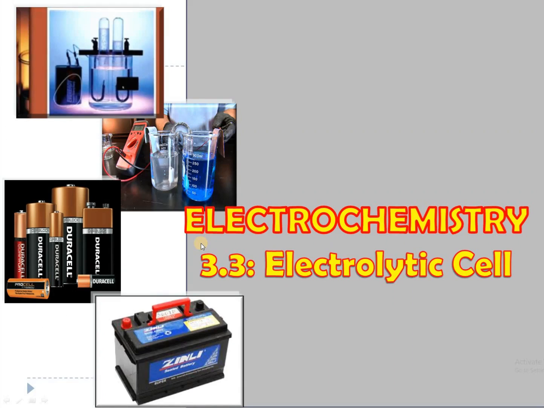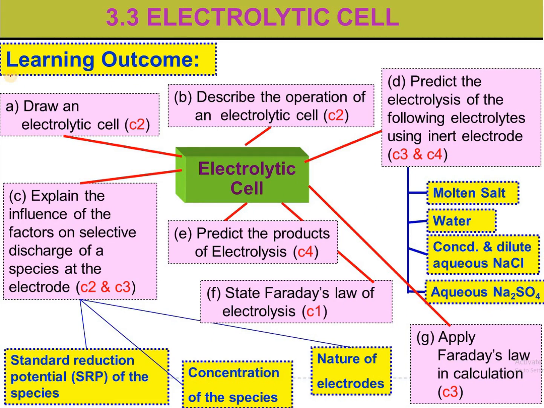Now we proceed to the third subtopic in electrochemistry, 3.3, electrolytic cell. This is the learning outcome for subtopic 3.3, electrolytic cell. In this video, student should be able to: A, draw an electrolytic cell; B, describe the operation of an electrolytic cell; C, explain the influence of the factors on selective discharge of a species at the electrode; and D, state Faraday's law of electrolysis.